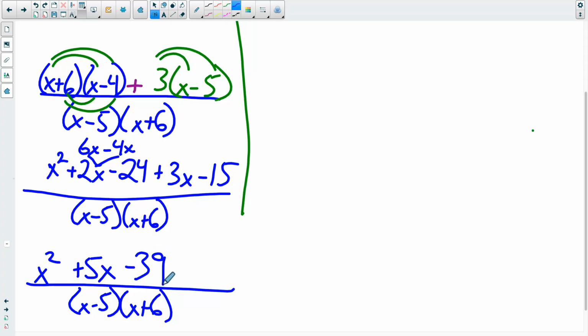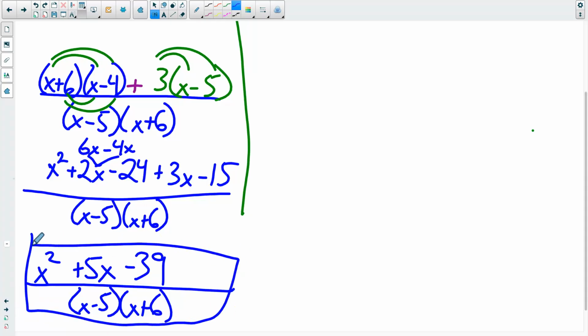So you have to ask yourself: the nice thing is that we have an x squared. Those are the easiest ones to factor. Negative 39. Give me numbers that multiply to negative 39. 1 and 39. 3 and 13. Yeah, good. Those are actually the only options. 3 and 13. Can I get 5? 1 and 39? No. So this right here, folks, is going to be your answer.